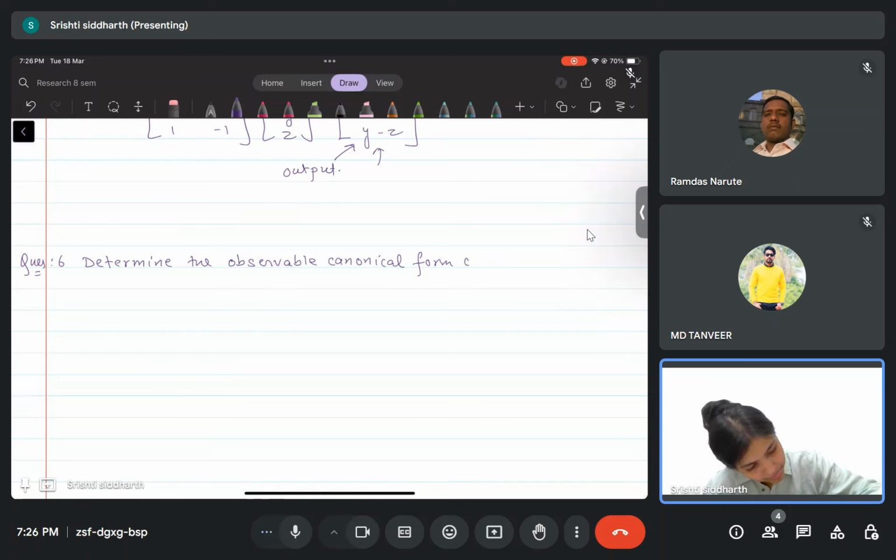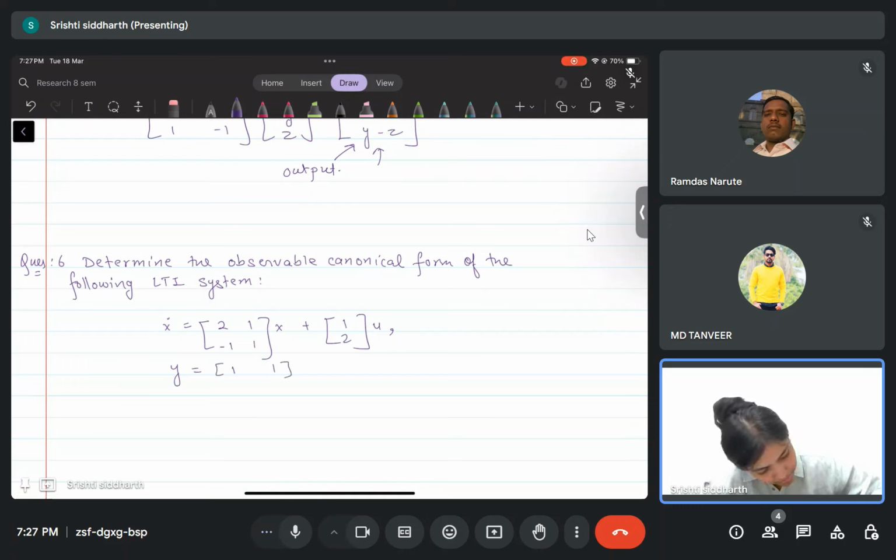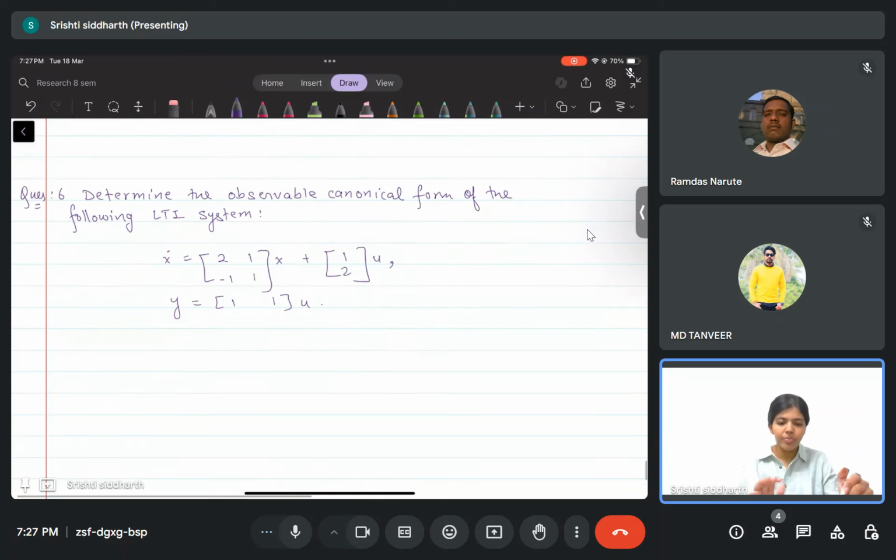Following LTI system. So we have x dot equals [1 -1; 1 1] x plus [1; 1] u, and y equals [1 1] x. Okay. So we also discussed it in the last week's tutorial session.